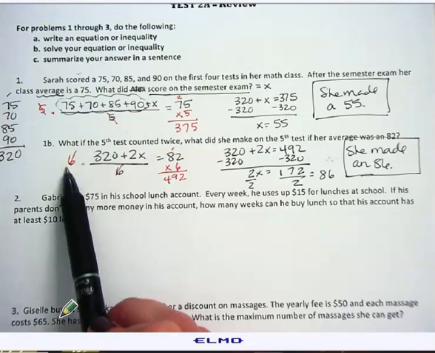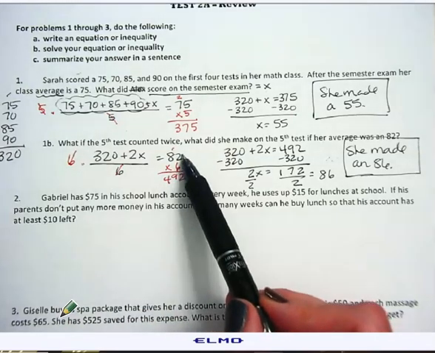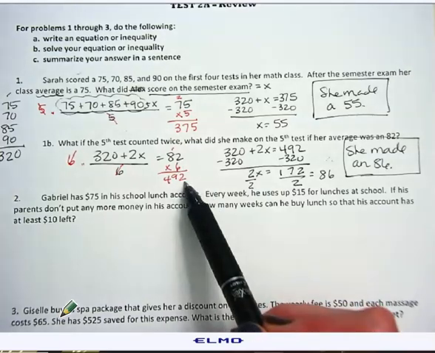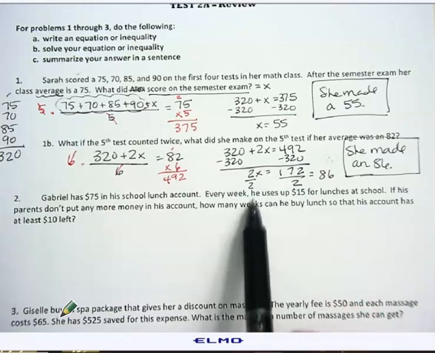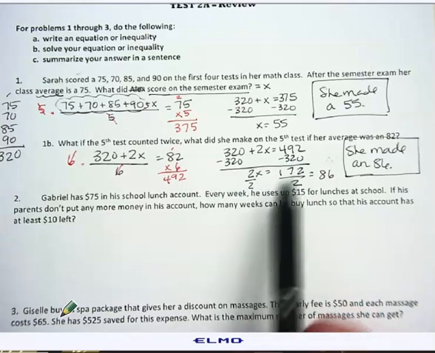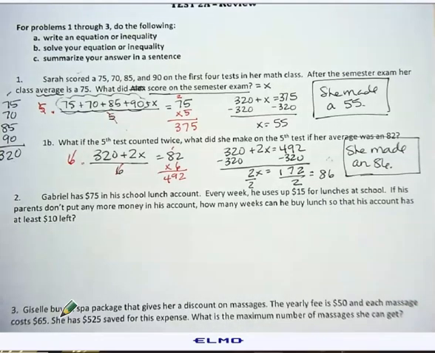So I multiply both sides by 6 to cancel out on the left. On the right, 82 times 6 is 492. So now I'm at 320 plus 2X equals 492. I subtract the 320. And I have 2X equals 172, divide by 2, and X equals 86. So she made an 86.